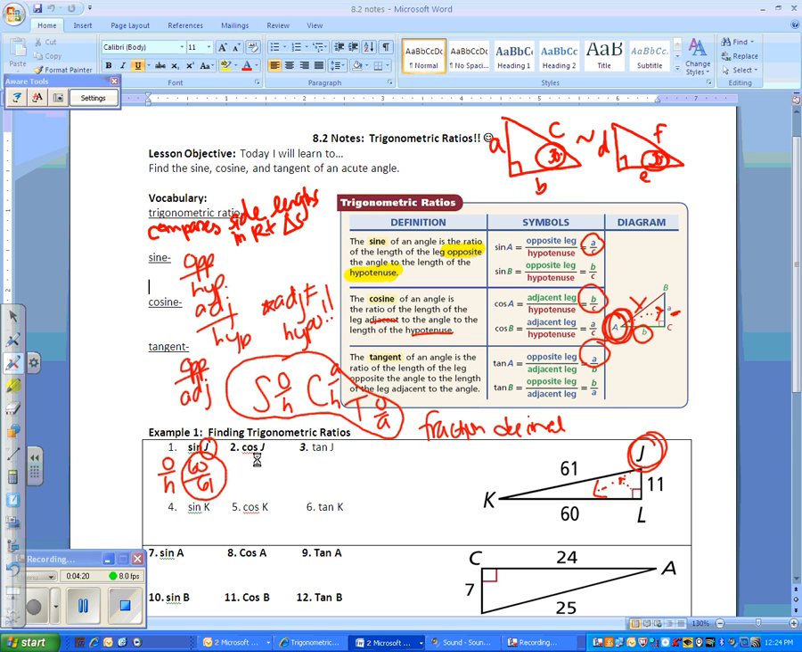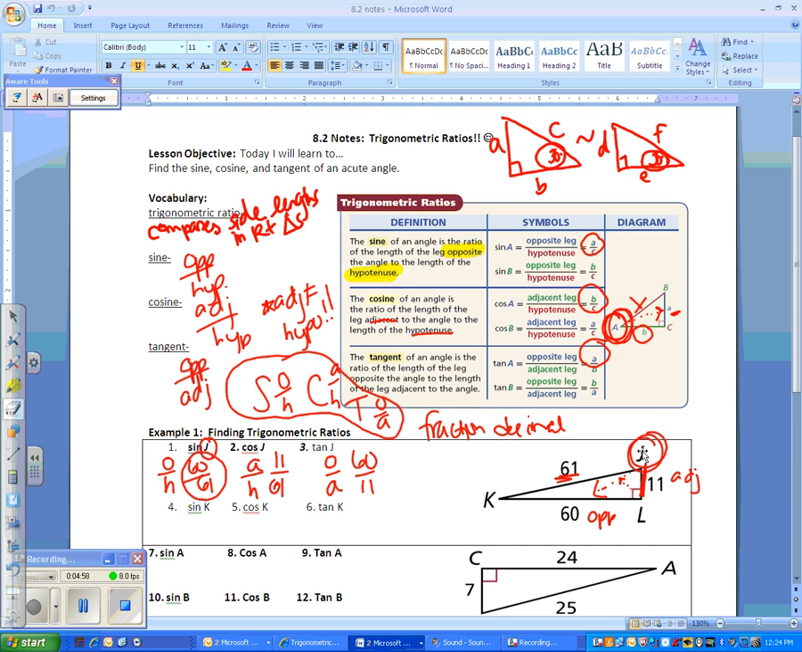Cosine J, cosine stands for adjacent over hypotenuse. We already know that the hypotenuse is 61. We already knew that the 60 was the opposite, so that means 11 has to be adjacent. It's right next to J, it's touching J, so that's 11 over 61. Again, to get the decimal answer, just pop that into your calculator. The last one, tangent. Tangent stands for opposite over adjacent. We know opposite is 60 and adjacent is 11. So these are the ratios that compare the side lengths.